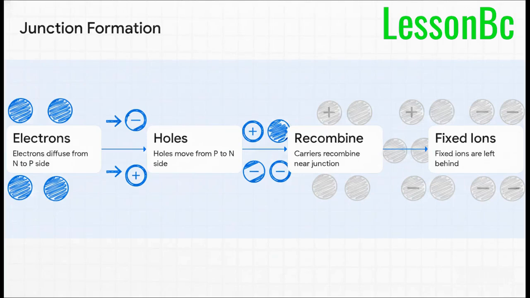Let's break down step by step what's actually happening at that boundary. First up, electrons diffuse from the n side over to the p side. Second, holes move from the p side to the n side. As they cross paths, these charge carriers basically cancel each other out. They recombine near the junction. And finally, as they recombine, they leave behind fixed ions. This creates a sort of no man's land with almost no free charge carriers, which is appropriately named the depletion region. And essentially, it acts just like an insulator.